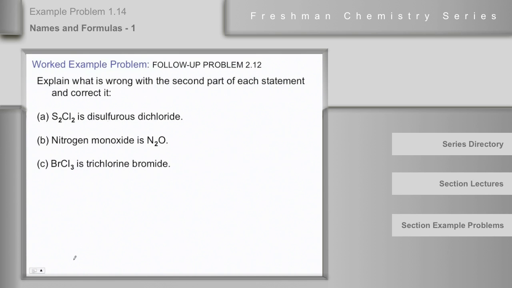If we look at number 1 here, we have the formula S2Cl2. Now, S2Cl2 obviously has 2 sulfurs and 2 chlorines, and so the name that we would expect for this is disulfur dichloride.